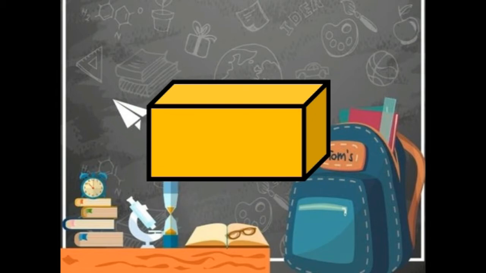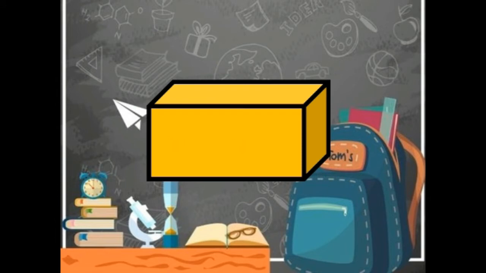Let us see another shape. Which 3D shape is this? It is a cuboid. And yes, it looks like a tissue box. What is the shape of its flat faces? You guessed it right. They are rectangular.